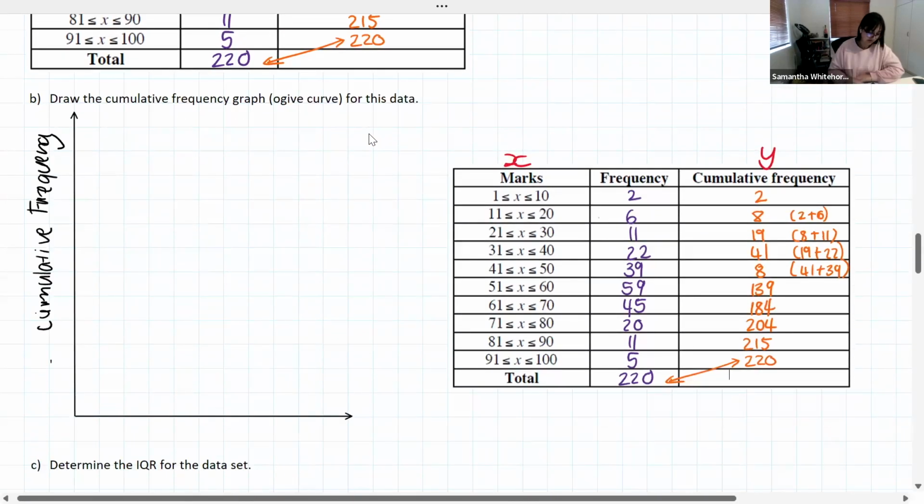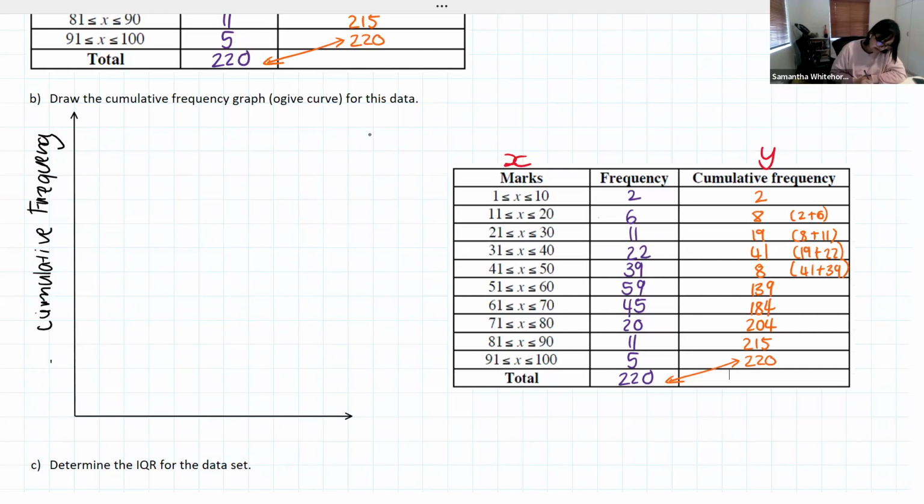Right, so there's our cumulative frequency on the Y. On the X-axis, remember, are the marks that we have. Again, we give you the set of axes. You don't need to draw it yourselves. I'm just going to fill in my values.